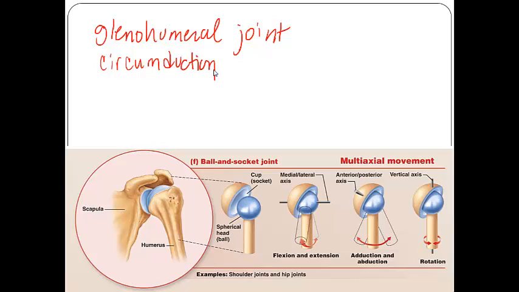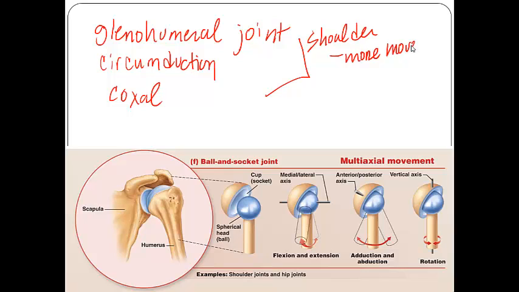Then the other example of a ball and socket joint is going to be the hip joint. And this is also going to be called the coxal joint. And it's between the hip bone and the femur. And this is also going to allow for a lot of different movement. Now again, it's important that you can compare and contrast these two. So the shoulder joint is going to allow for more movement, but with that greater amount of movement, it's going to give up stability. And the hip joint is just going to be the opposite. It's going to have less movement, but much more stability.